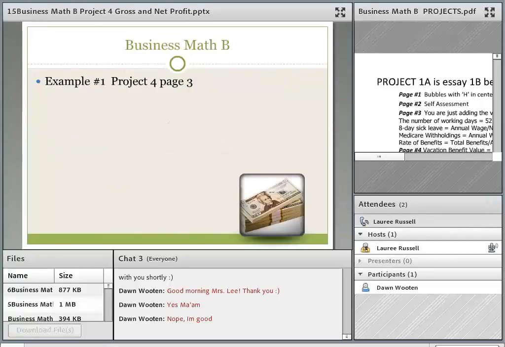So I'm going to go over the first example on Project 4, page 3. We already covered the supply and demand information yesterday, page 2. Okay, this spreadsheet is about forecasted and sales prices and then what your net profit is, possible net profit.